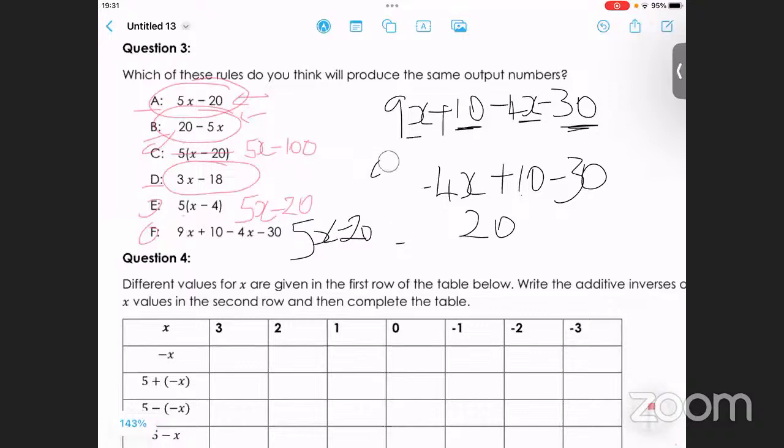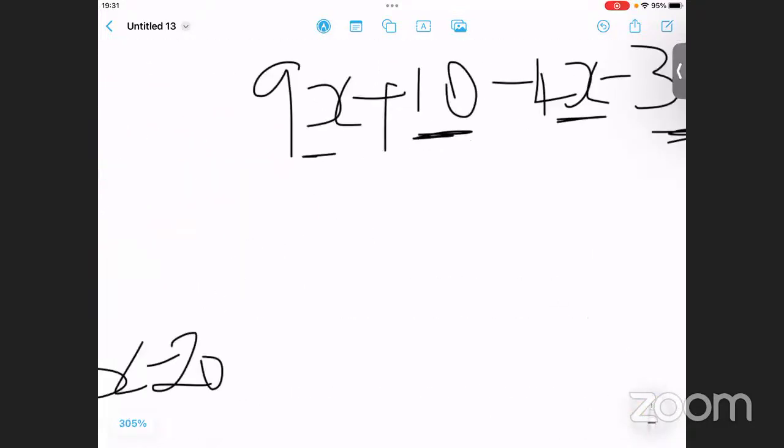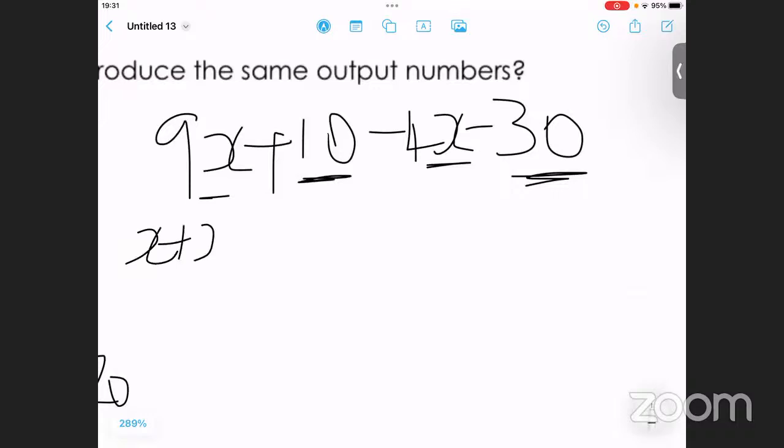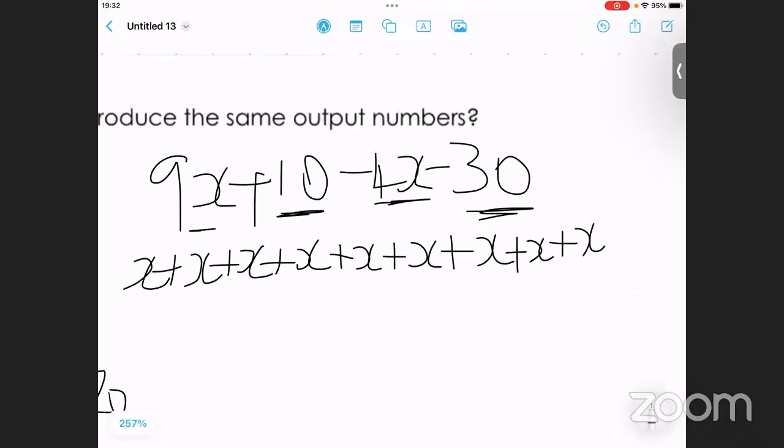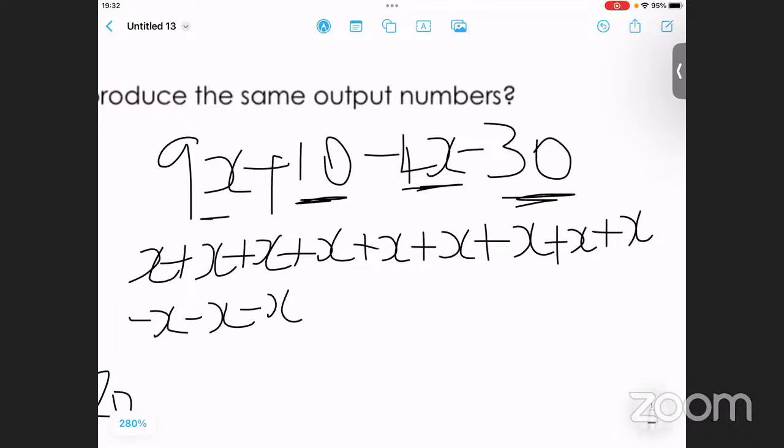I want to show you something, guys, another way of doing it, in case you're getting confused. 9x is the same as x plus x plus x, nine times: 1, 2, 3, 4, 5, 6, 7, 8, and 9. When you add 9 x's, you get 9x. And again, you have minus 4x, which is minus x, minus x, minus x, and minus x.